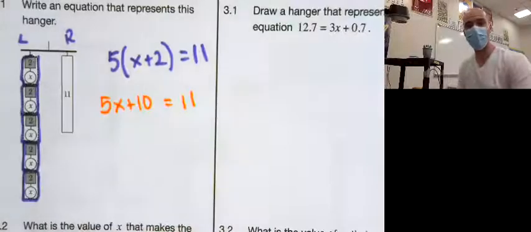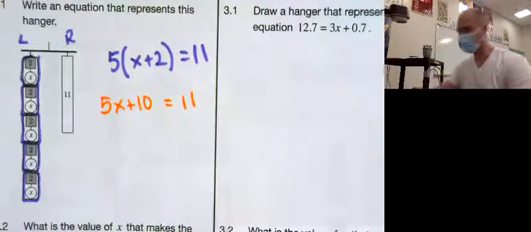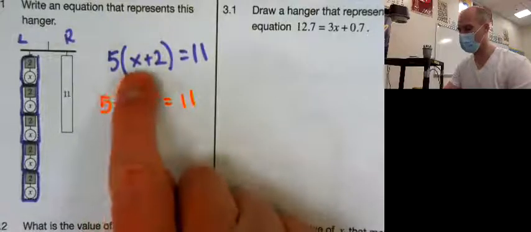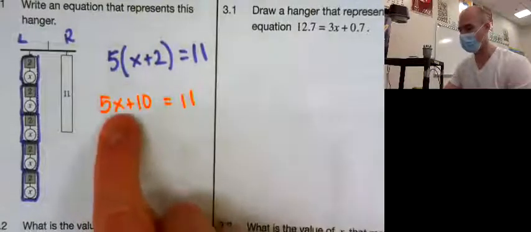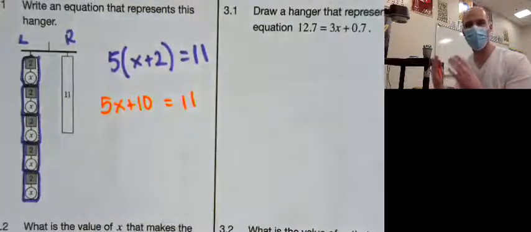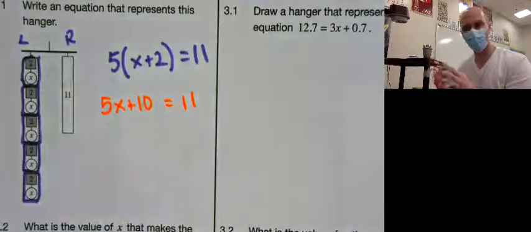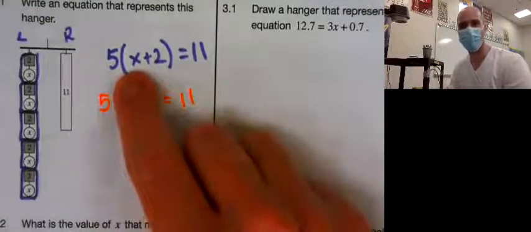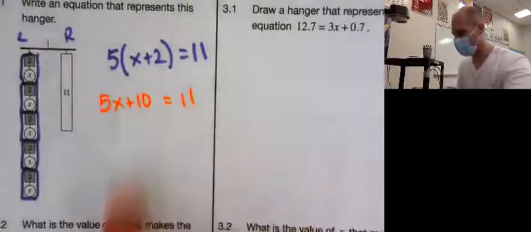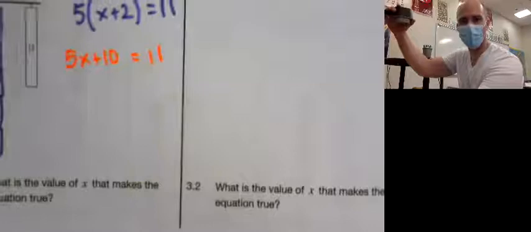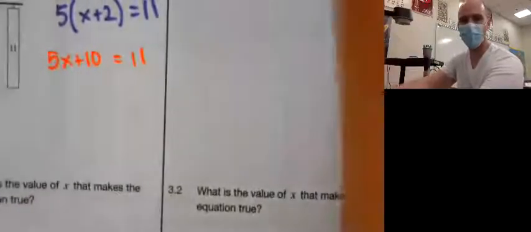Now, if you're good with your distributive property, then you know that if you were to distribute this 5, you would get 5 times x equals 5x, and 5 times 2 is 10. So these are equivalent ways of writing the equation. One we would call factored form, and the other standard form. And so 2.2 wants us to find the value that makes the equation true. That is just another way of saying solve the equation.